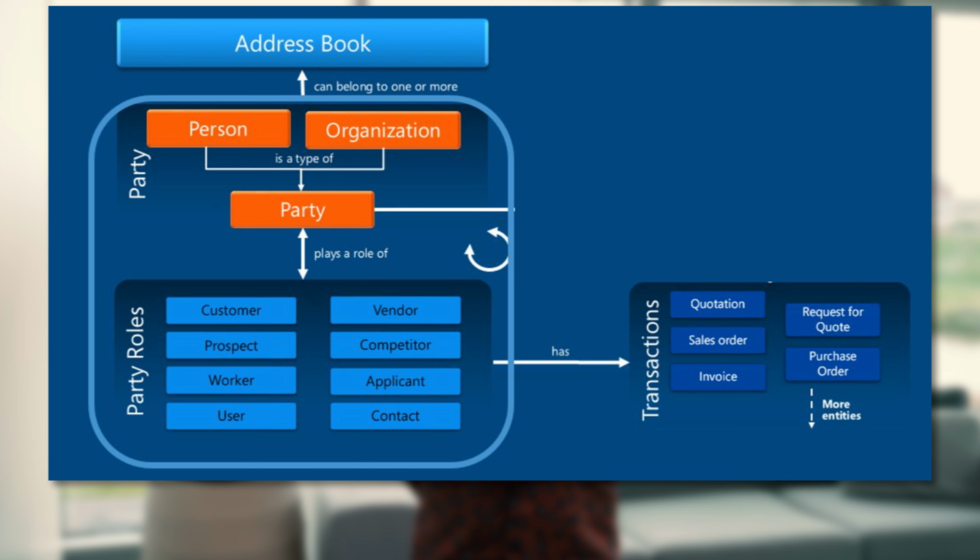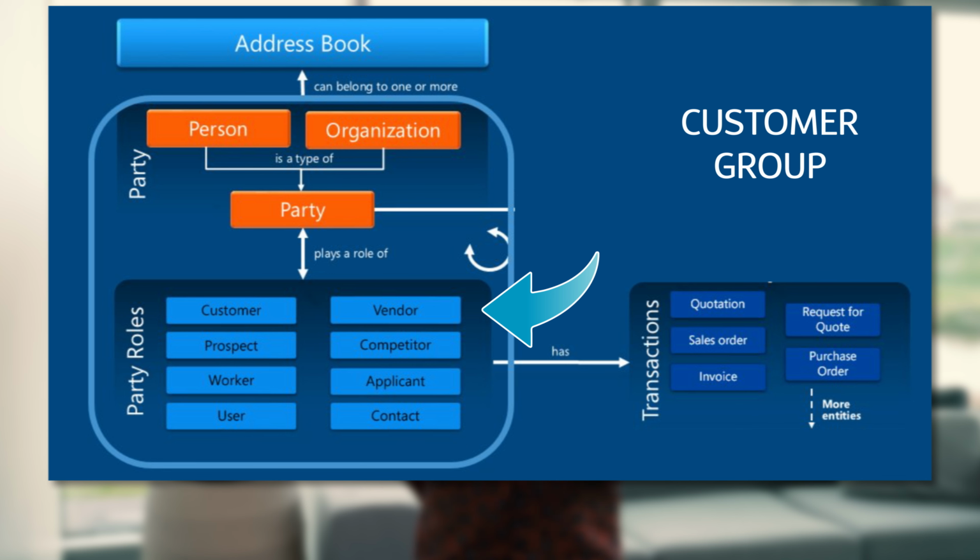Some information that is not role or context specific is stored on the party level, like the name of an organization or the first and last name of a person. Some of the data that depends on the role and the legal entity is stored on the related role-based records. For example, the customer group on a customer.